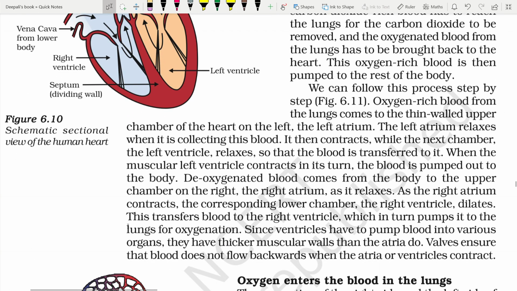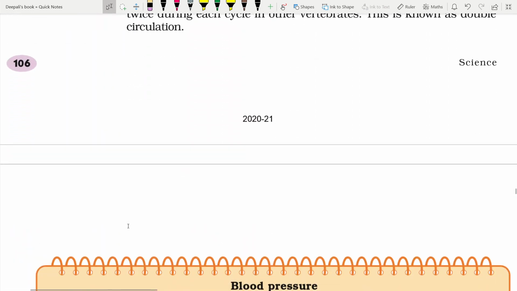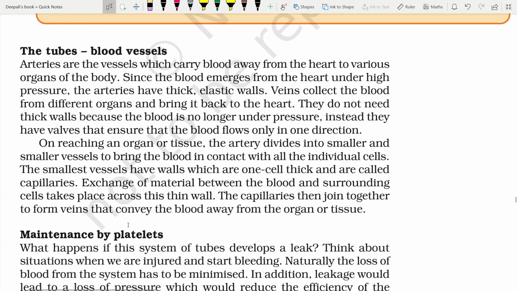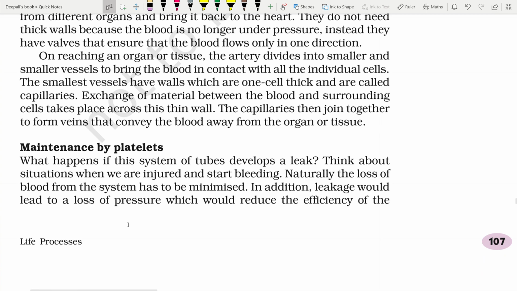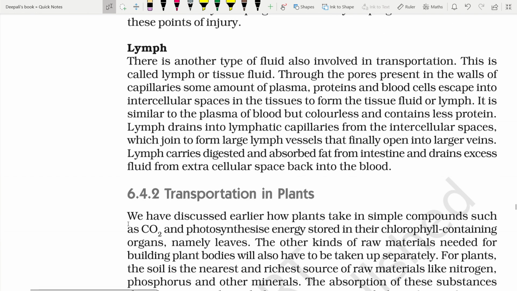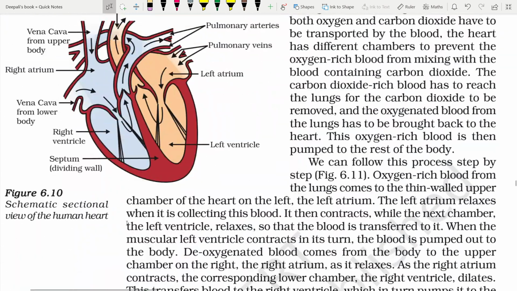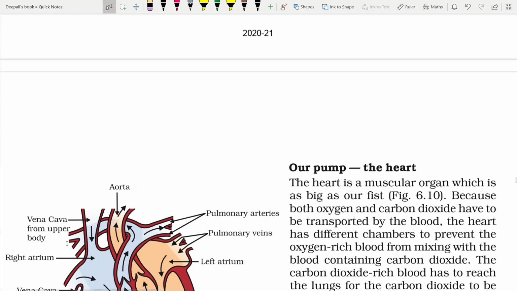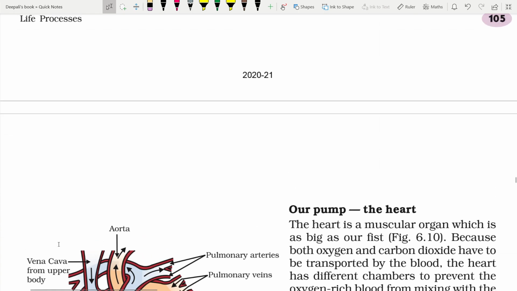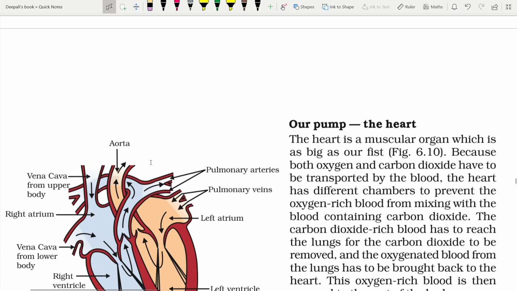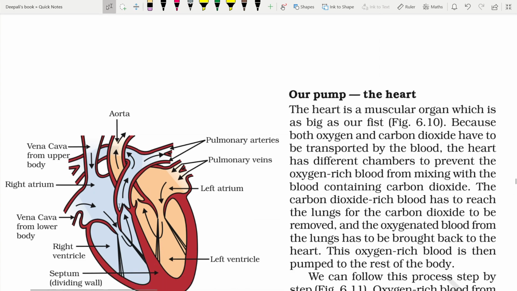So now we can say which are the organs related to the transport system. They are the heart, that is our pump. Then we have the tubes or the blood vessels, which are like the vehicles transporting the various components. And maintenance is done by platelets and lymph. So this is how the transport system works, and the various organs related to the transport system are the heart, the blood vessels, arteries, veins, and capillaries, and the blood, that is the liquid connective tissue. These three components form the circulatory system of the human body. Now let us see what our heart is and what it consists of and how it transports blood all over the body.